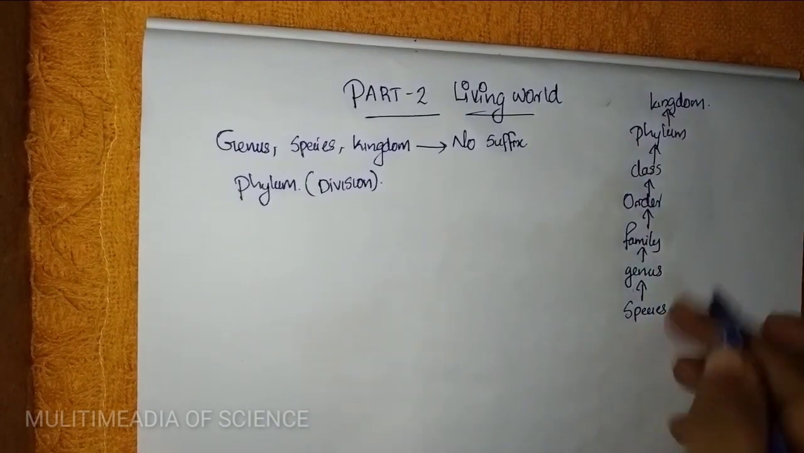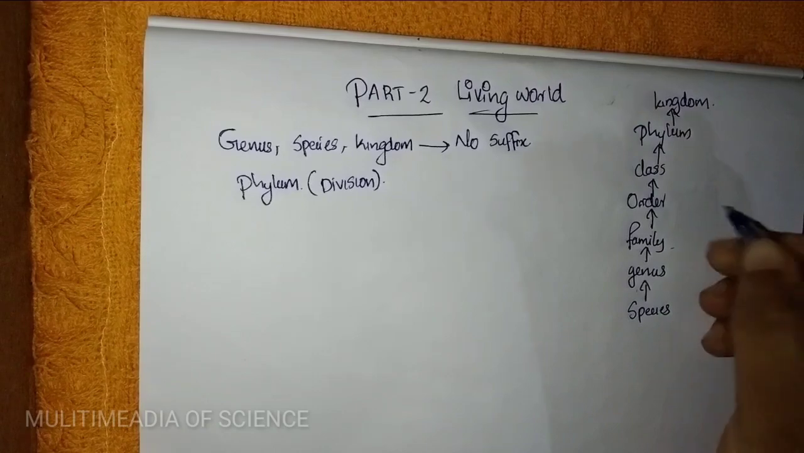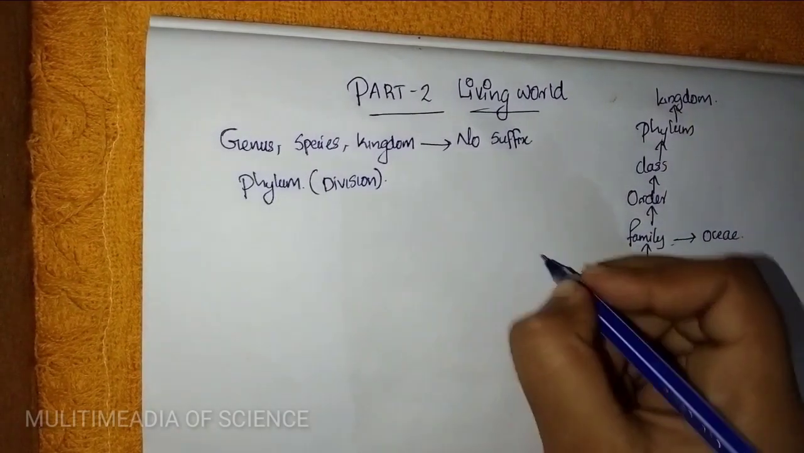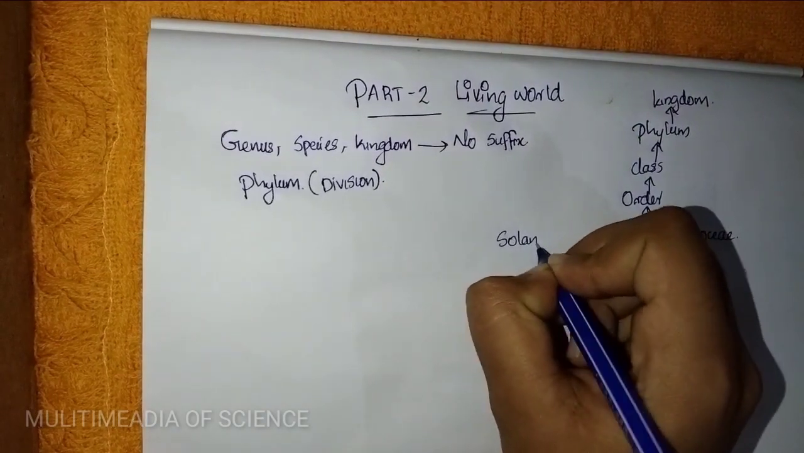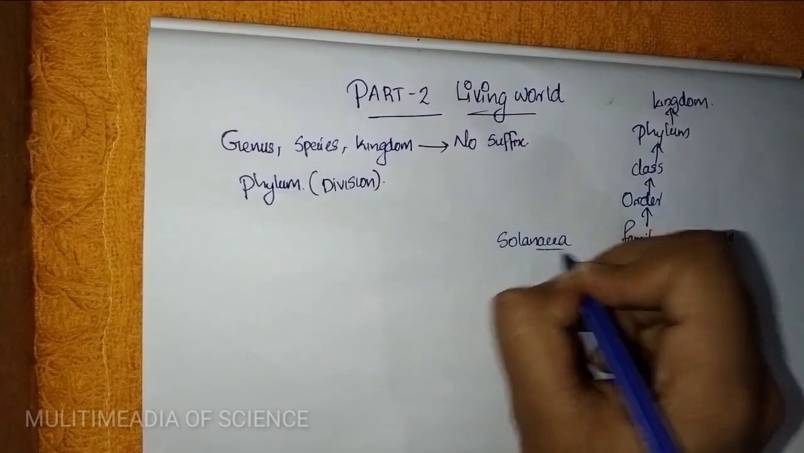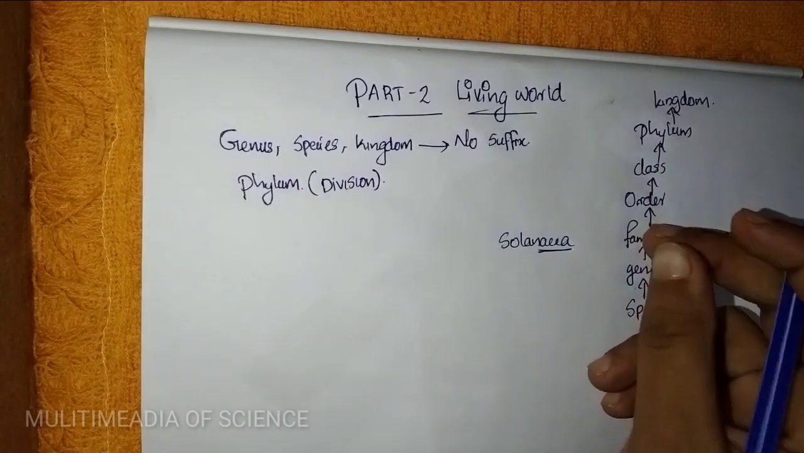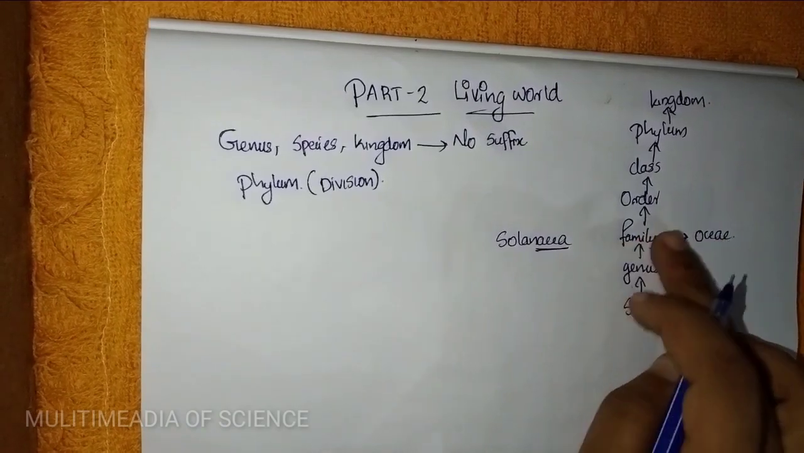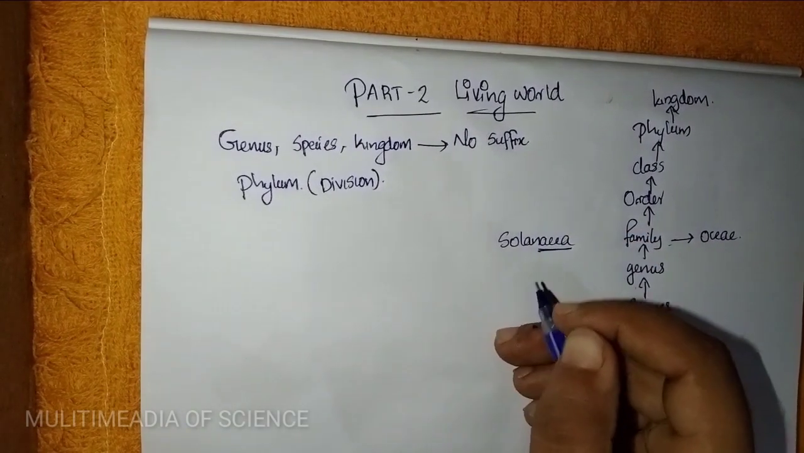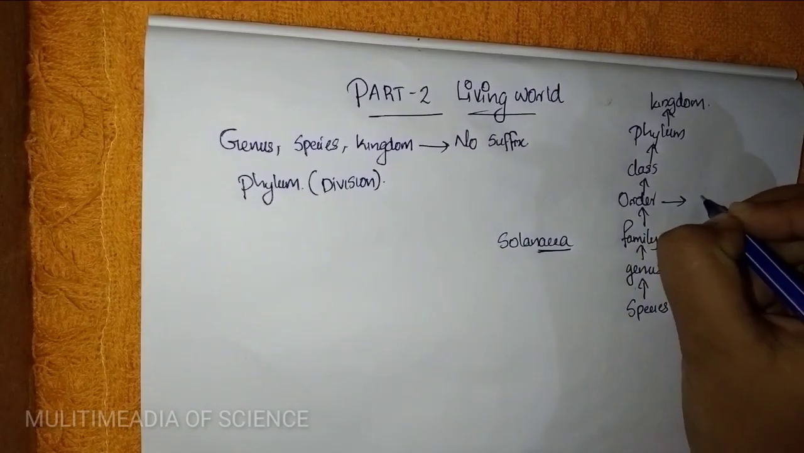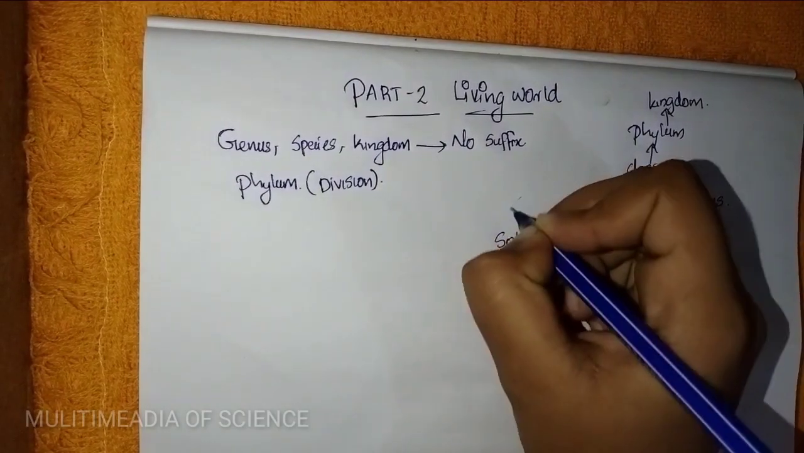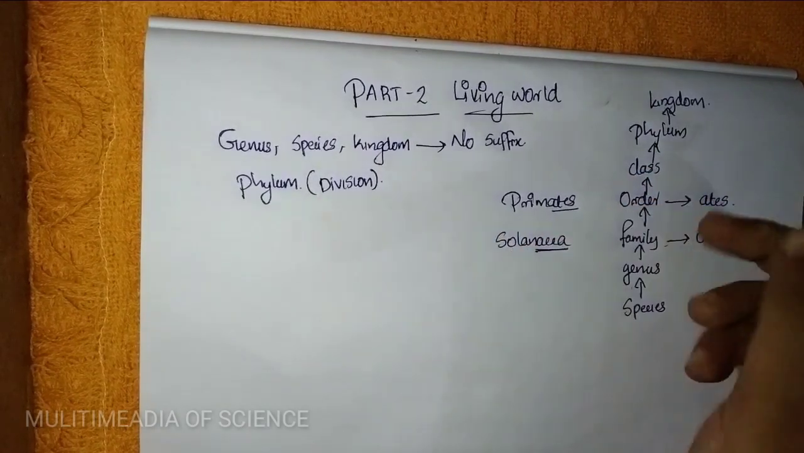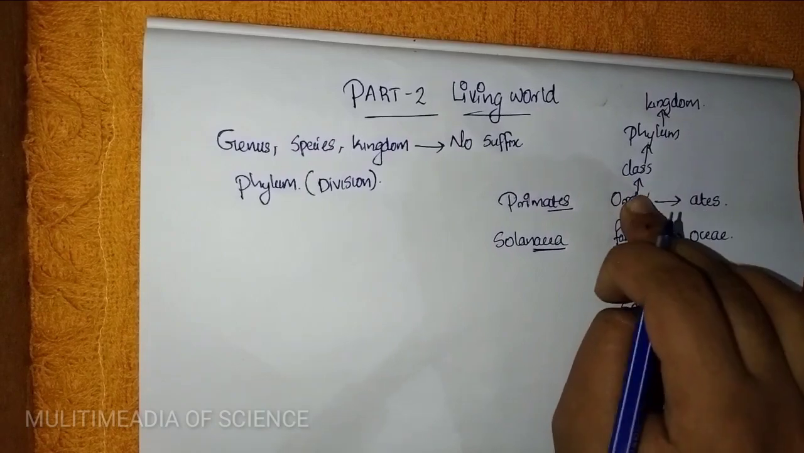While considering the family name, it ends with aceae. For example, Solanaceae. It ends with the aceae pronunciation, which indicates that it is a family. Then if it ends with ates, for example primates, which indicates that it is in the order.